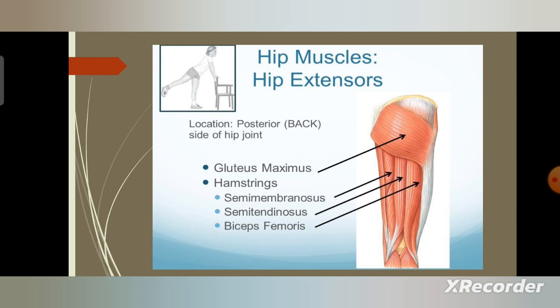So in this presentation, we'll talk about the hip joint biomechanics, and we're talking about the muscles of the hip joint. So next muscle is hip extensors. These are located in the posterior, that is back side of the hip joint, and the hip extensors are the gluteus maximus and the hamstrings. And hamstrings consist of semimembranosus, semitendinosus and biceps femoris.